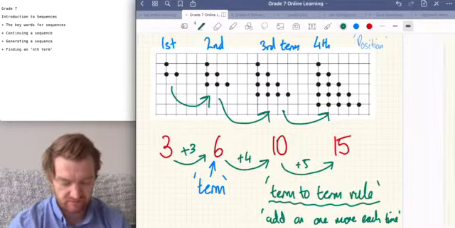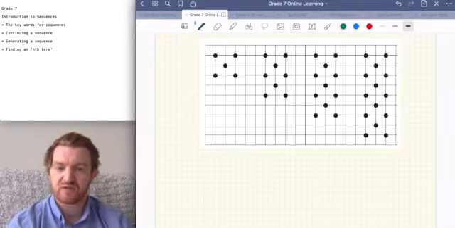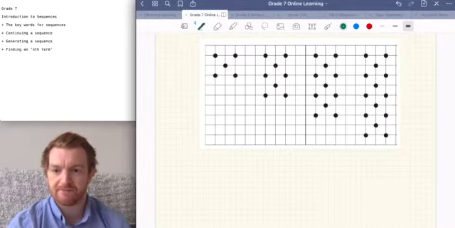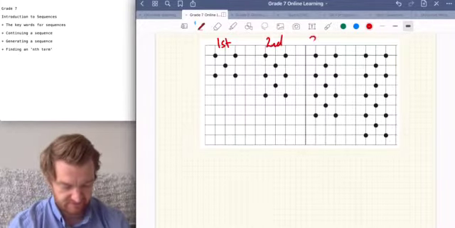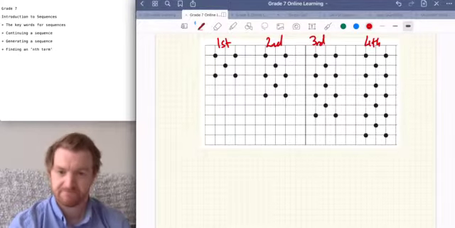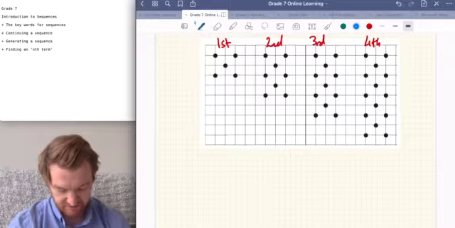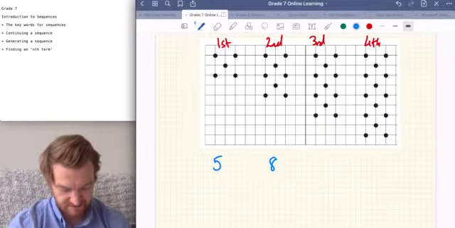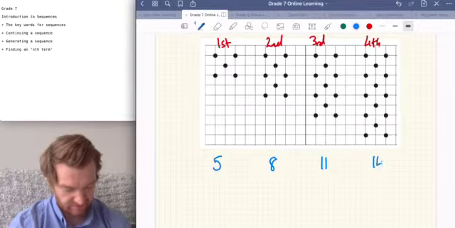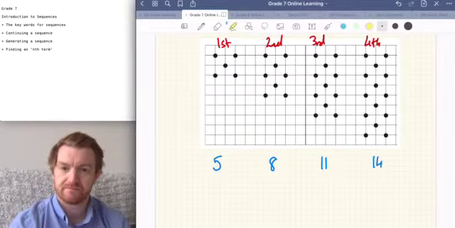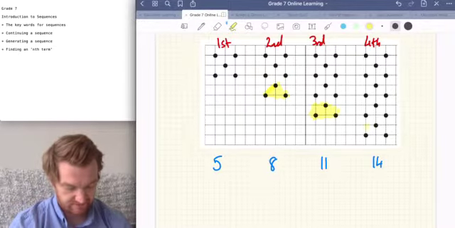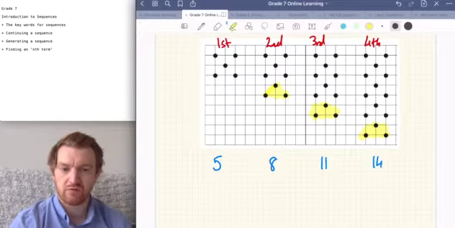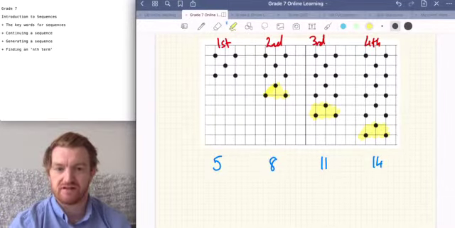But we're going to do some slightly more formal things today. So we're going to look at this pattern here in more detail. First thing we could do is say this is the first, the second, third, and fourth. And again, we could say how many dots. We've got 5 in the first one, 8 in the second one, 11 in the third one, and 14 in the fourth one. As you can see here, we're adding on these 3 onto this one, then adding another. So our term-to-term rule is that we're adding on 3 extra dots every time.